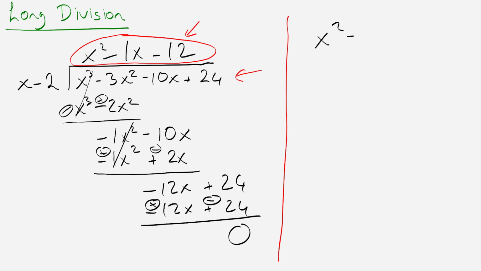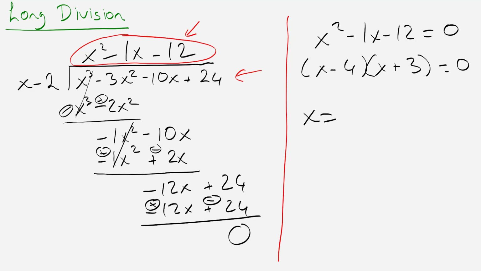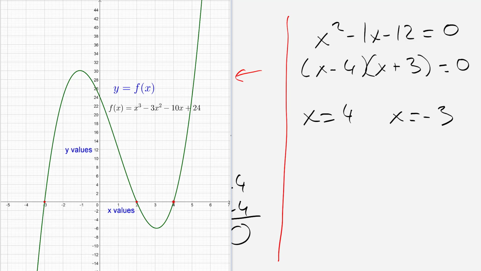We have x squared minus 1x minus 12. If I factorize that, I get x minus 4 and x plus 3. So they are the other two factors in this function. All right, and if we solve the equation and get the roots, x equals 4 and x equals minus 3 are my other two roots. And that's what we can see in the diagram.